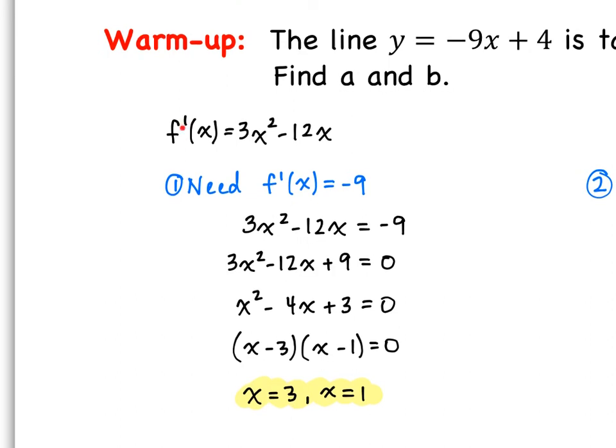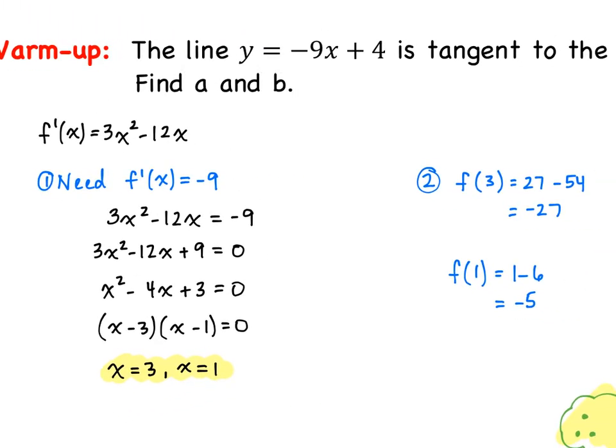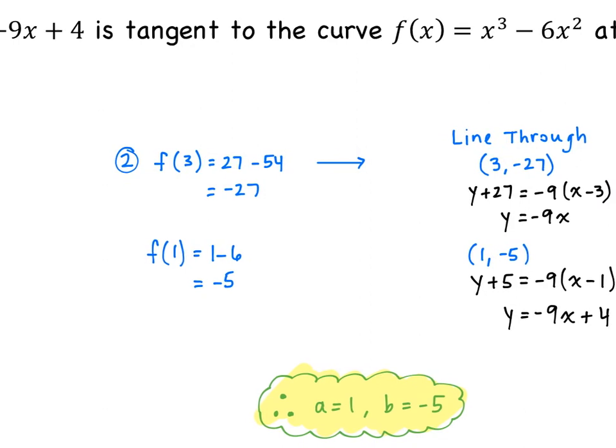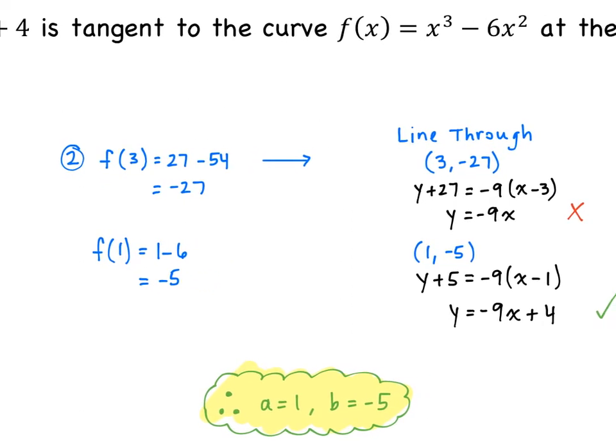So when we go through and find the derivative of f, we get 3x squared minus 12x for f prime. What we need though is f prime to equal negative 9. So we want to know what x value gives us a slope of negative 9, okay? So we set our derivative, f prime, equal to negative 9, and we solve that, and we get two x values here. So what we need to do next, once we have these x values, is figure out the y values that correspond to those.